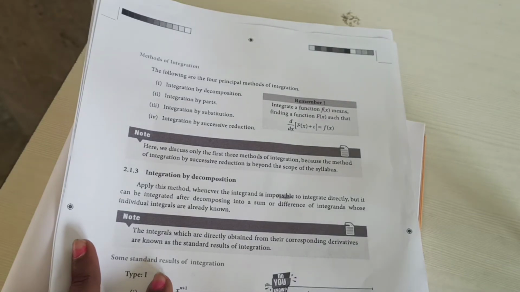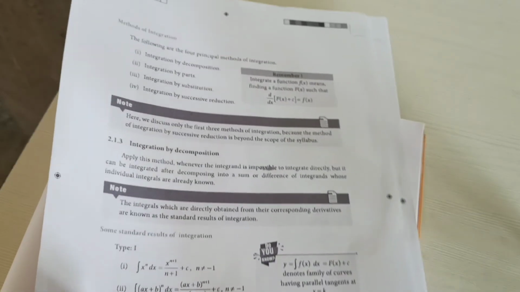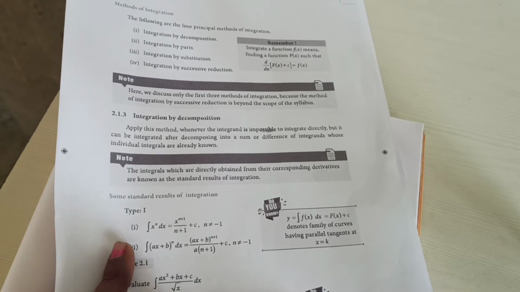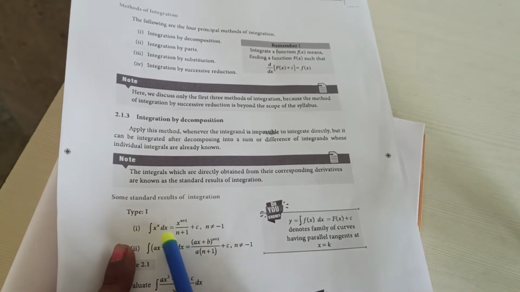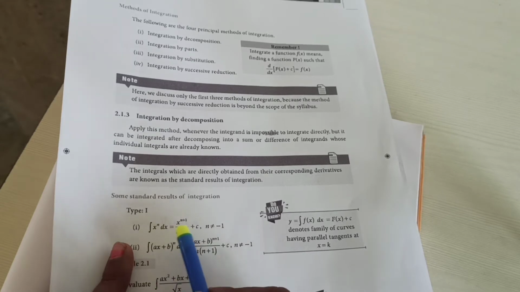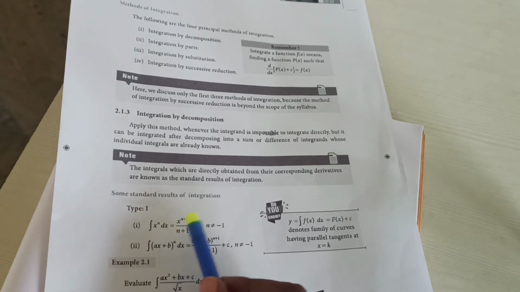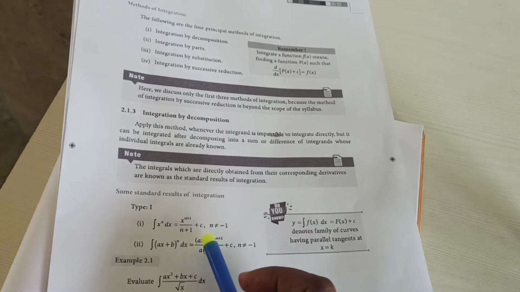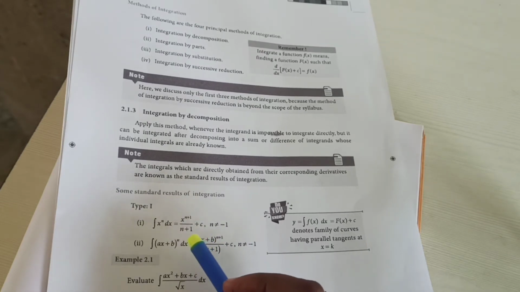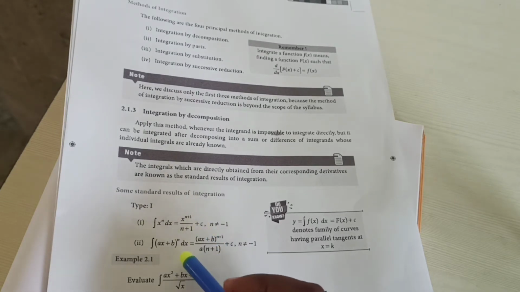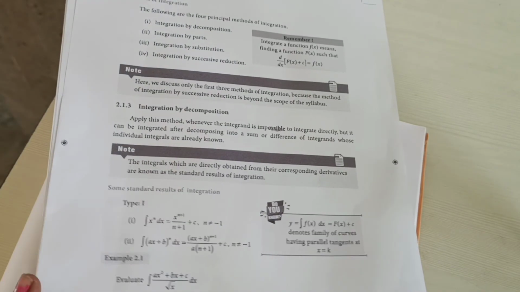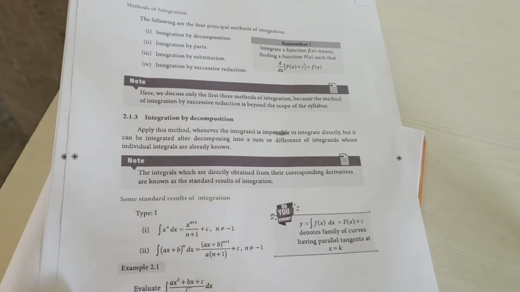So please, students, first learn all the formulas. Understand? Some standard results of integration. This is a standard result we have learned in the last year. That is, integral of x power n dx is equal to x power n plus 1 divided by n plus 1 plus c, where n is not equal to minus 1. Take it to your note. If the n value is not equal to minus 1, we can apply this formula. So this result we have learned in the last year.